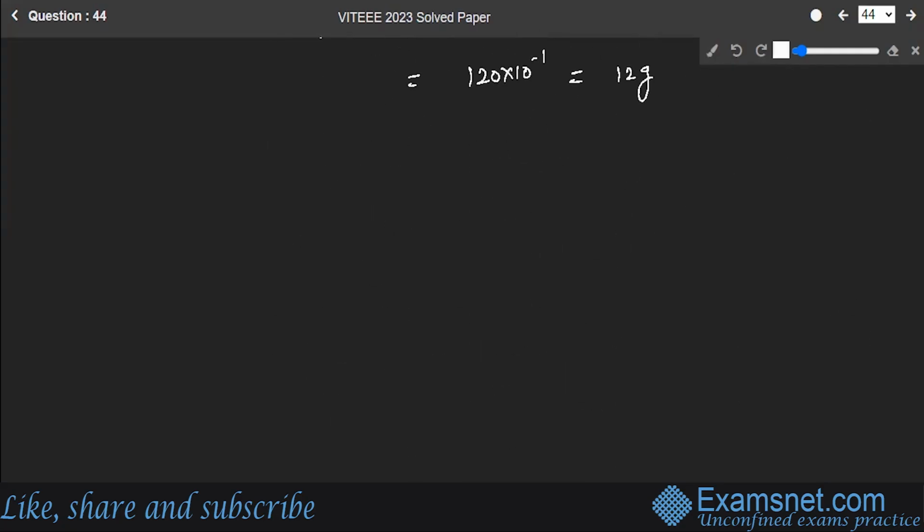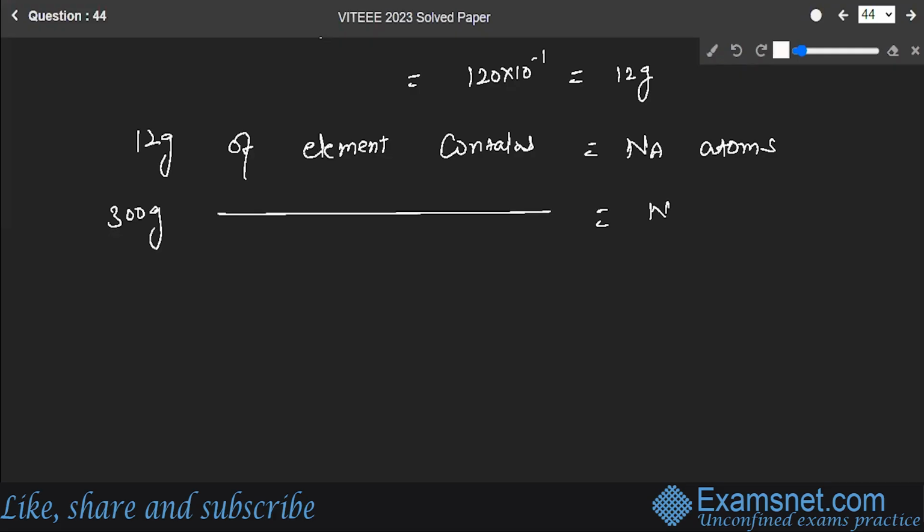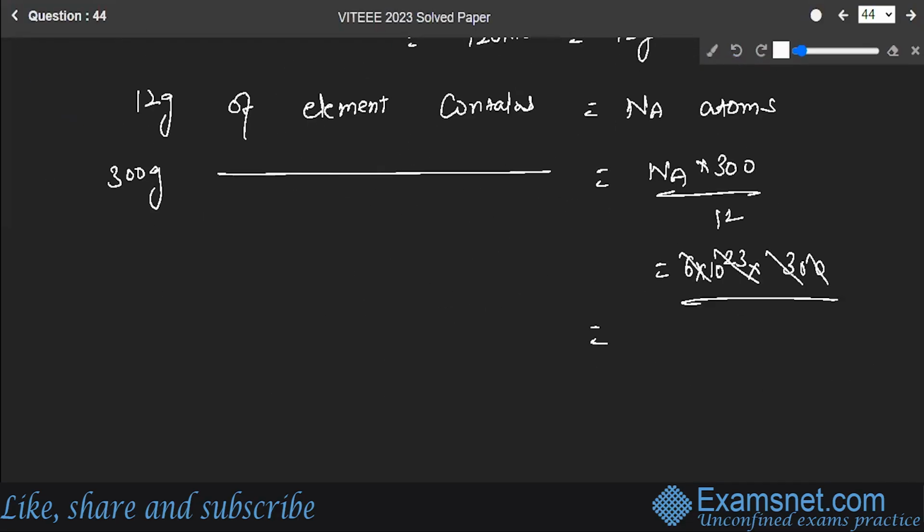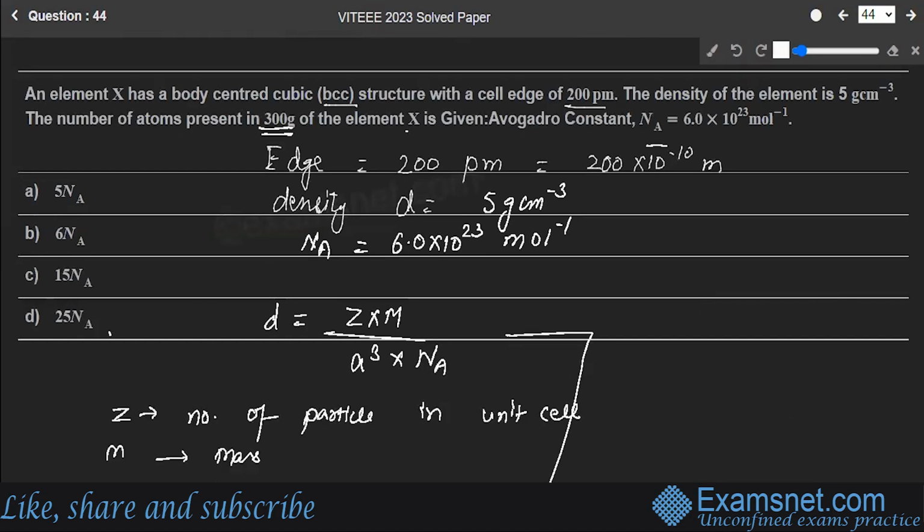That means 12 gram of element contains Na atoms. 300 gram will contain Na into 300 upon 12, which is equal to 6 into 10 power 23 into 3. I think the answer is in Na only. Okay, I will not change this Na. This is equal to 25 into Na. So you have option D as the correct answer. Hope you understood. Let's move to the next question now.